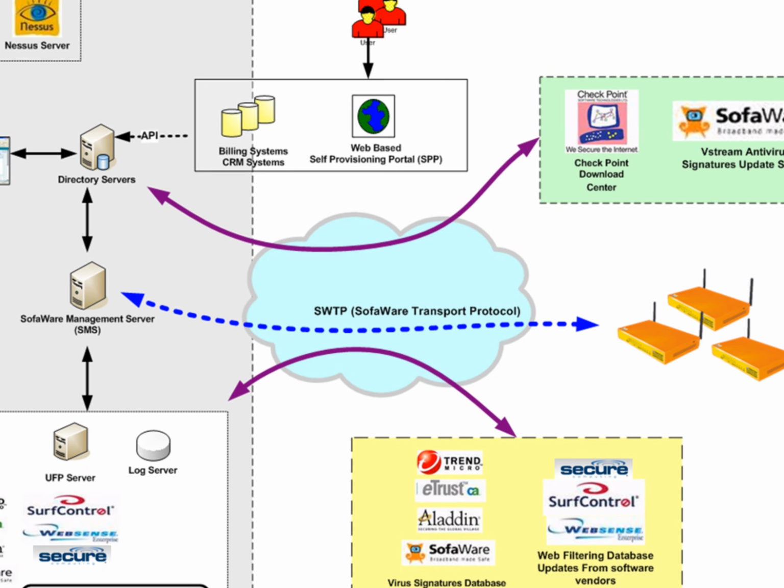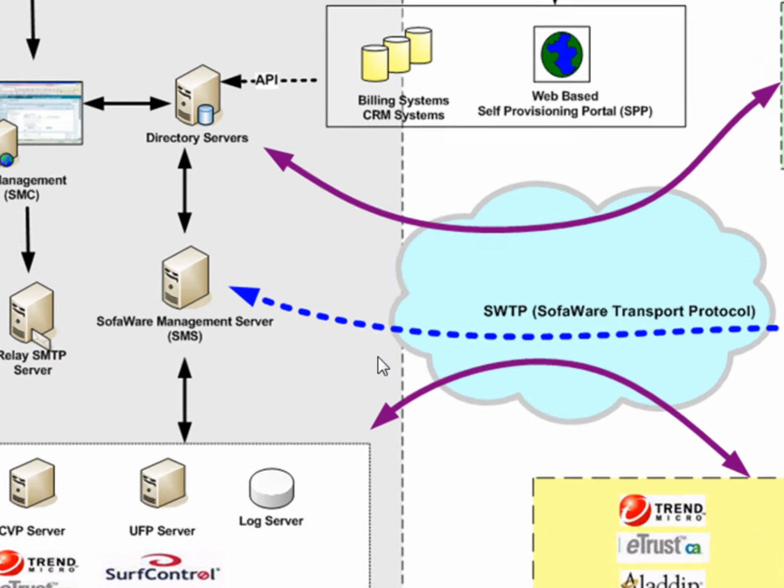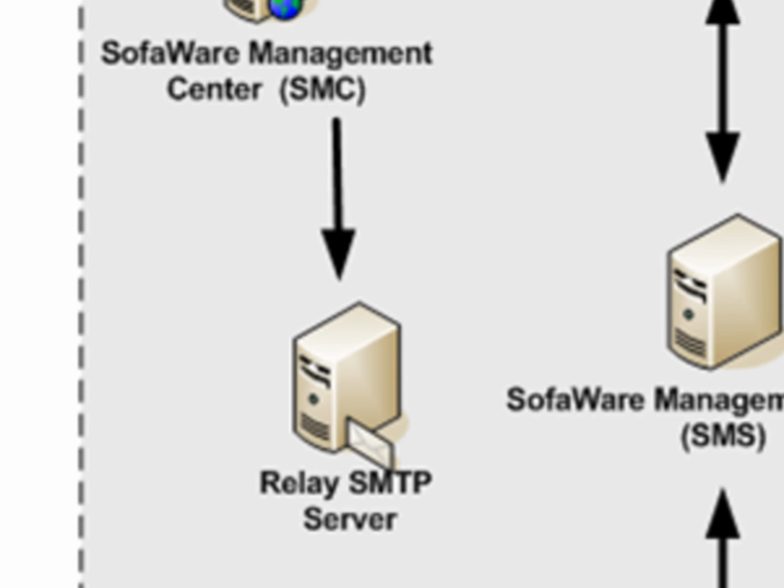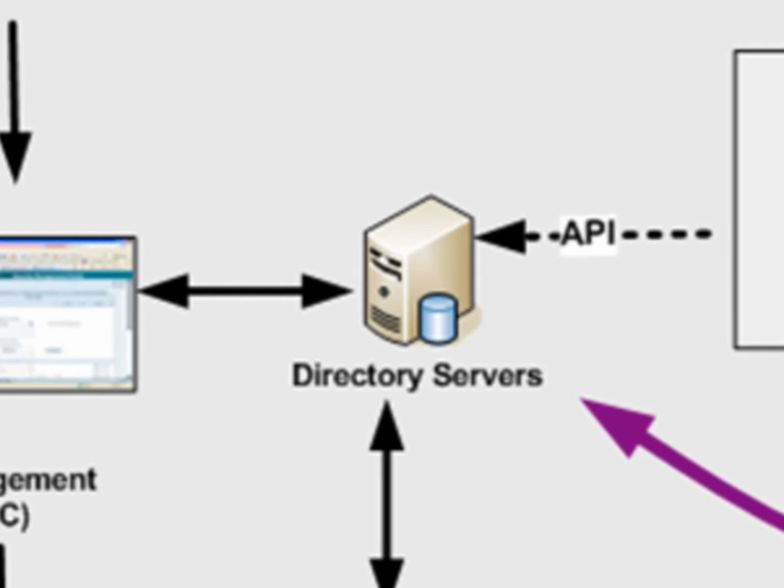The SMS is the component that actually communicates with the different gateways, as we can see right here. The SMTP relay server actually sends mails or notifications to the administrator or the users, whether it's reports or other critical notifications. And the directory server actually holds all the information as a database.